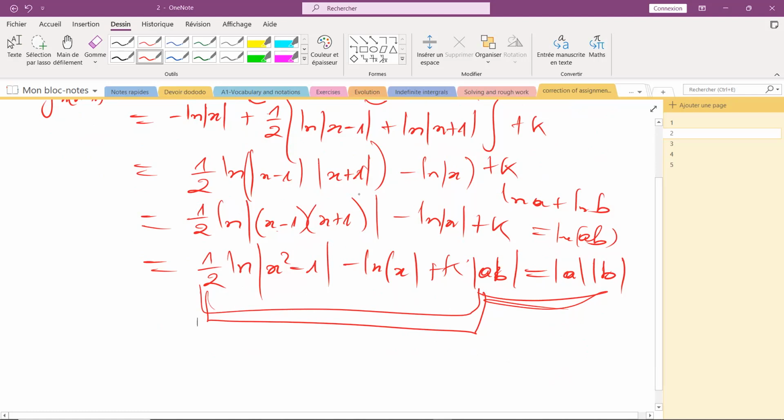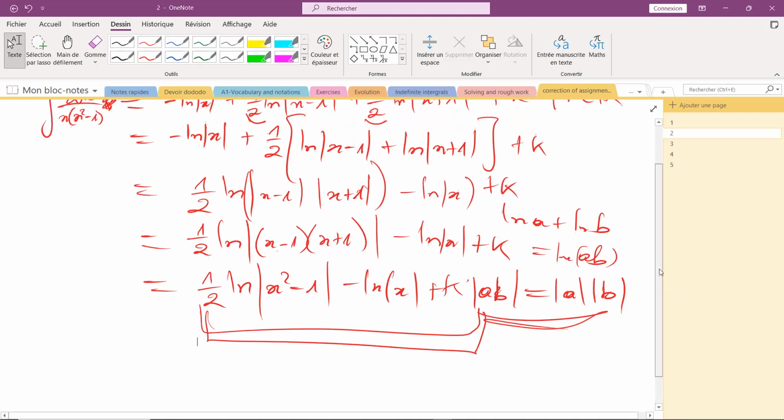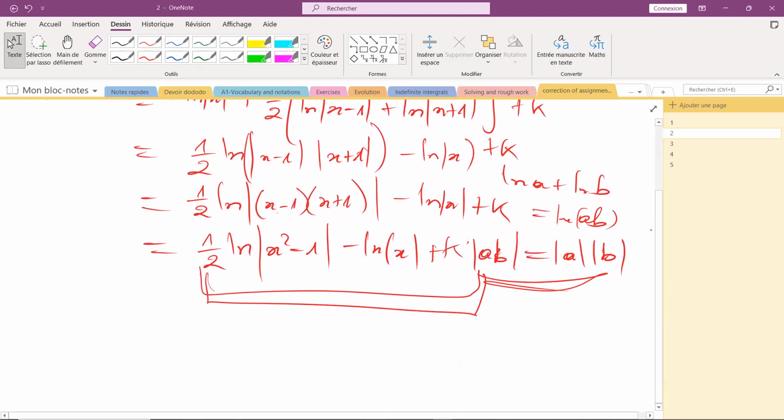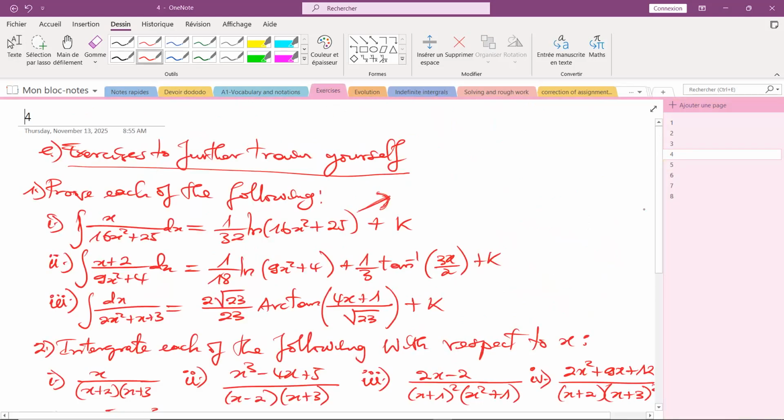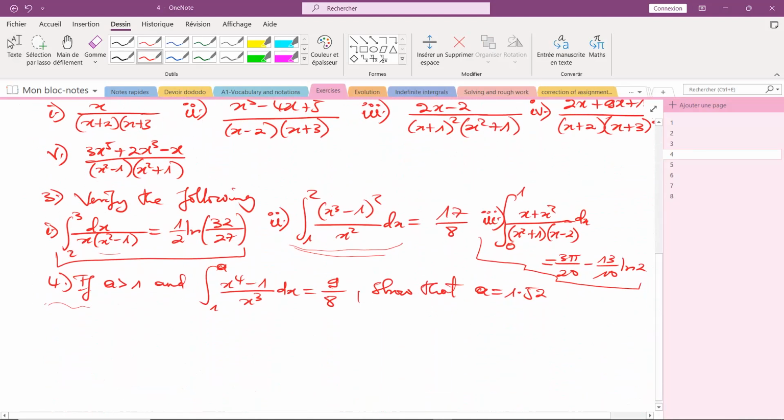So I'm going to do this exercise completely and try to prove it. So what does the exercise say? The exercise says that you are to prove that the integral from 2 to 3 of dx all over x into x squared minus 1 equals a half ln of 32 on 27. Is that okay? Okay, let me go.